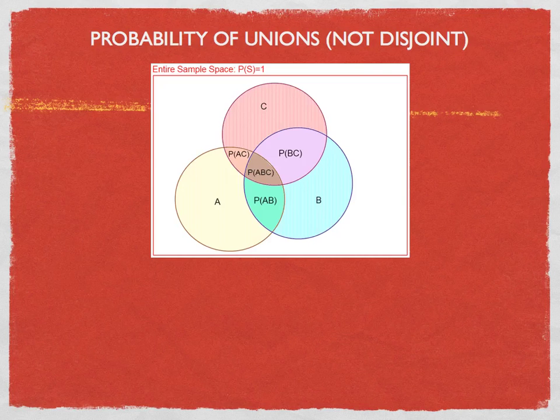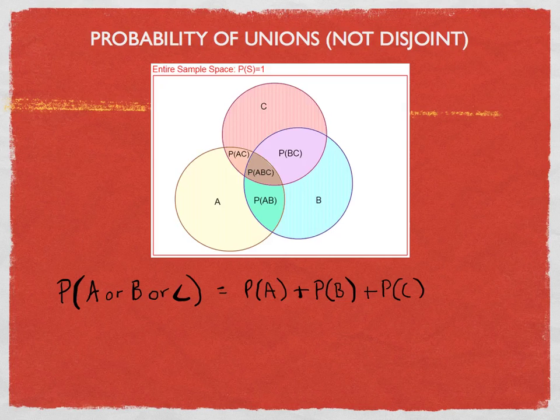We have three events going on here. We've got the probability of A, B, or C. So let's go ahead and write that out in probability notation. So we want to find out the probability of either A happening, or B, or C. Okay, so we'll continue to use that addition rule. So we'll find the probability of A plus the probability of B plus the probability of C. Now we're going to have to subtract, though, where they overlap.